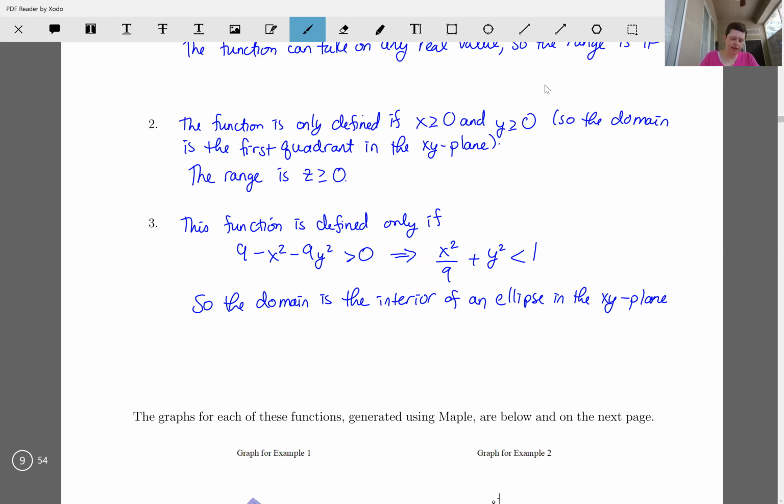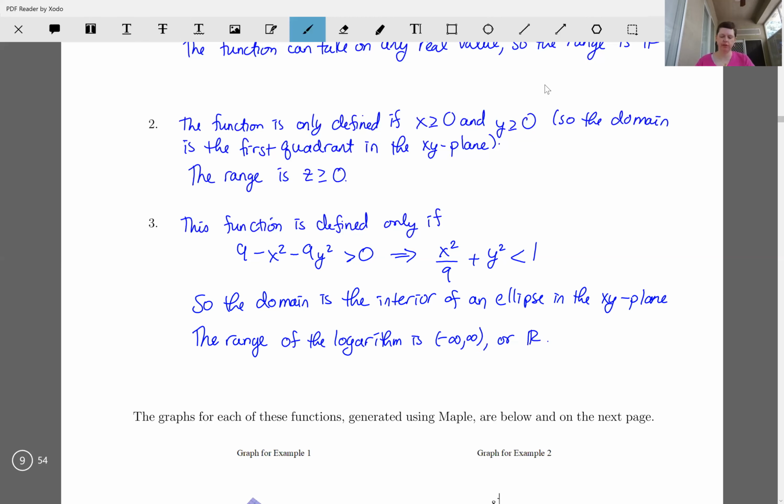And finally, the range. Well, we know logarithms can take all positive and negative values in the range of the logarithm. So we know that is minus infinity to infinity, or R, all of R.